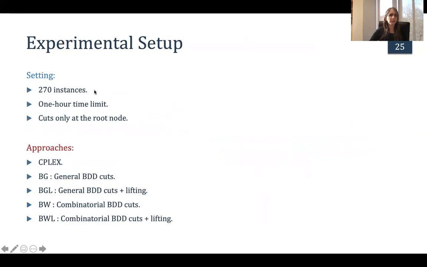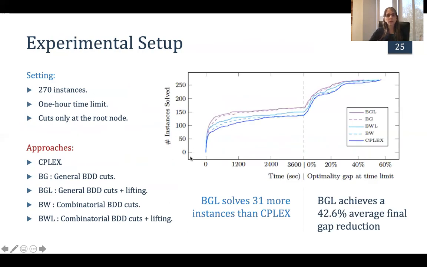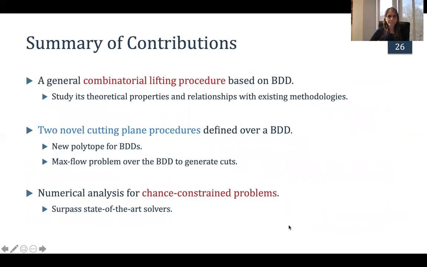In terms of experiments, we have 270 instances. We compare against Cplex, and we tried two different variations of cuts, the general ones and the combinatorial ones, with and without the lifting. So here are the overall results: number of instances solved over time, and then, when we reach the time limit, the accumulated optimality gap at the time limit. We can see that Cplex is the one that is performing the worst. And actually our best approach, the stronger cuts, the general BDD cuts plus the lifting, solves 31 more instances than Cplex and has a 42.6 average final gap reduction.